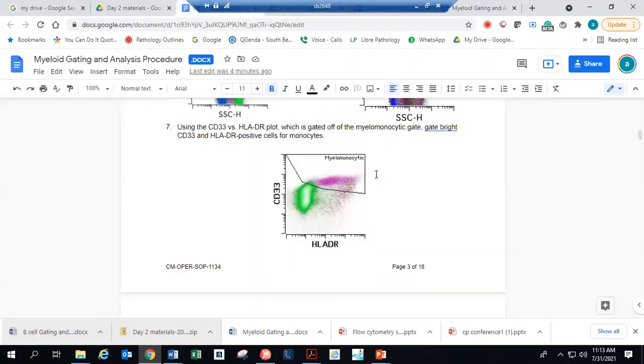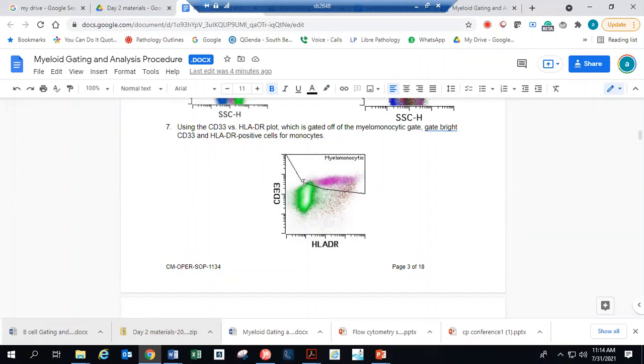So here we were. See, the HLA-DR is brighter in case of monocytes. This pink population is the monocytes, this red population is the blasts again, and this green population is the granulocytes. I was talking about CD33, and over here CD33 is a little bit brighter in case of monocytes. However, how do you differentiate? Because HLA-DR is much higher, brighter in case of monocytes.